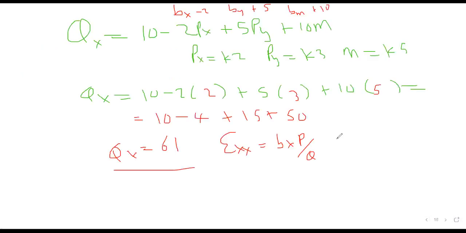In this case, our B is -2. The price of good X is 2 kwacha, and the quantity we just calculated as 61. So this is -4 over 61. Divided, we're going to get -0.066. This means that it is inelastic.